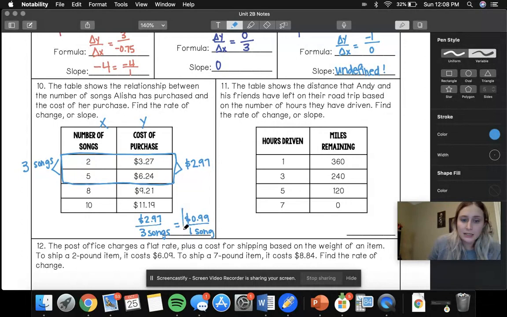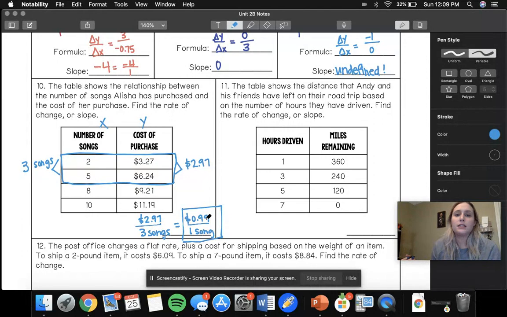Because this is a word problem, unit rates do make sense, and so we would not have to convert this into a fraction if we did not need to. Because 99 cents is a real application. We understand what 99 cents means.